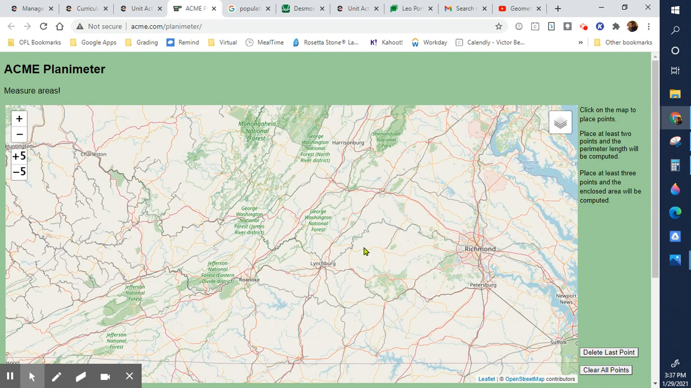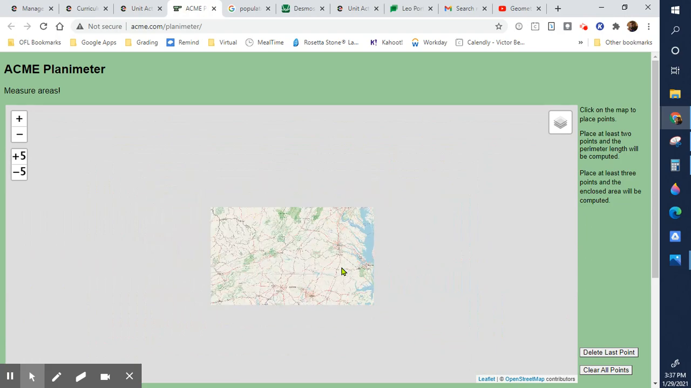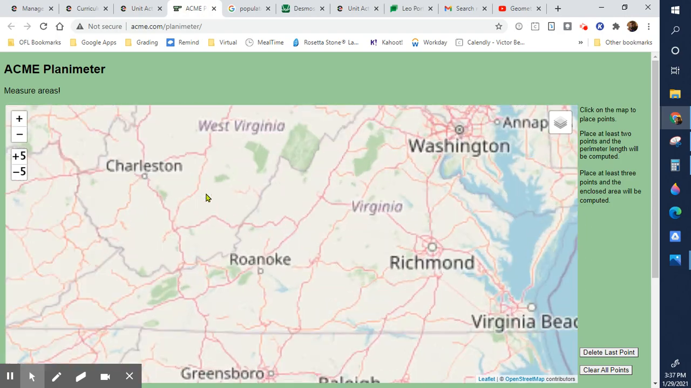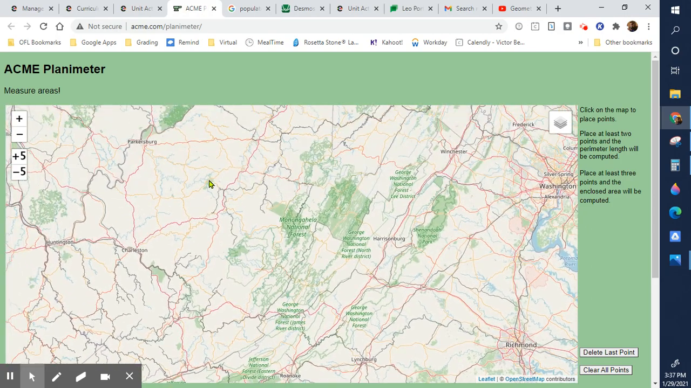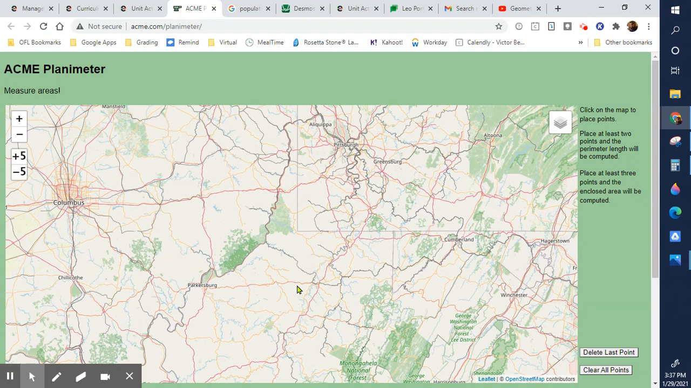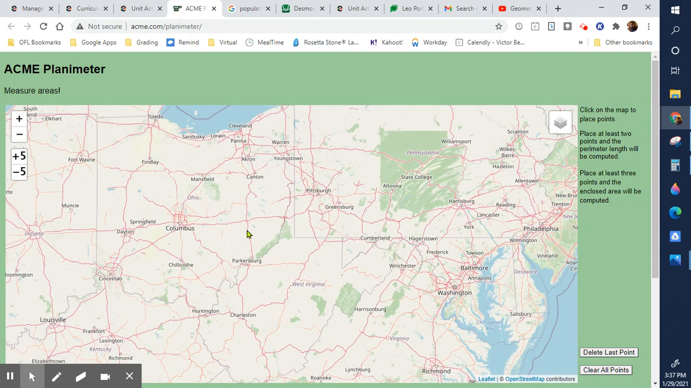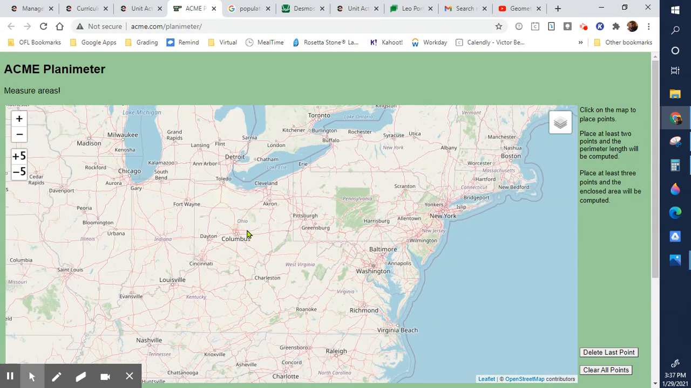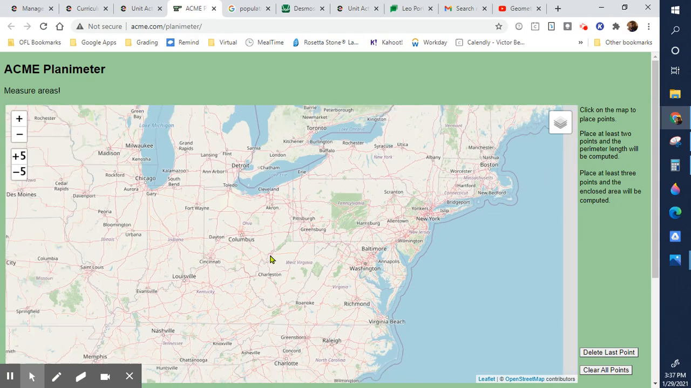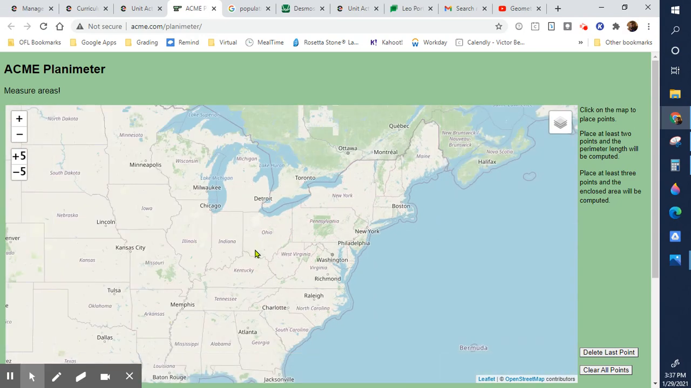Your picture might look a lot different than my picture. So I need to find Ohio. Let's see here. Oh, there's Ohio. Let me zoom out a little bit more. Zoom out a little bit more. Oh my gosh. There we go. That's better. So we need to find the area of this.